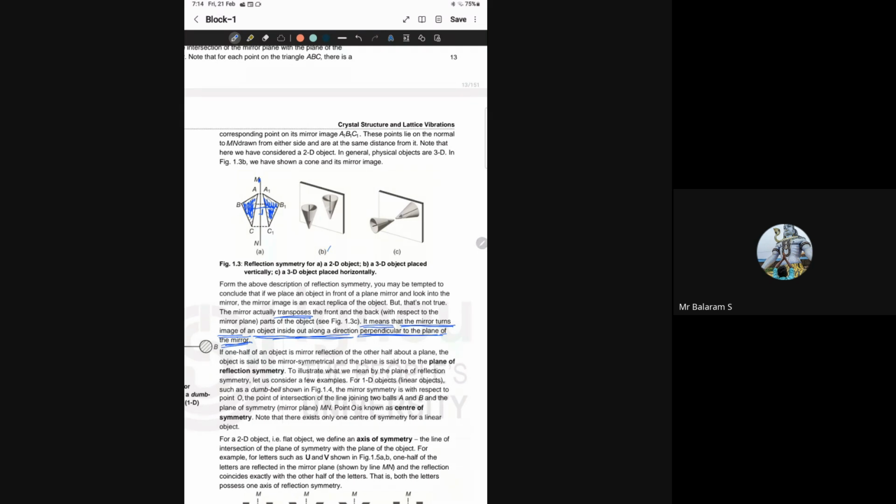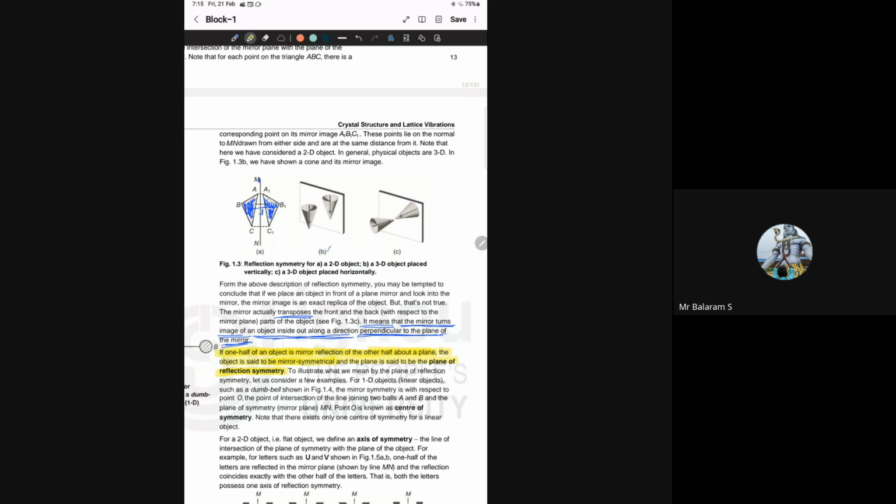If one half of an object is the mirror reflection of the other half about a plane, the object is said to have mirror symmetry, and the plane is said to be the plane of reflection symmetry. This is very important to understand: what is reflection symmetry. If one half of an object is the mirror reflection of the other half about a plane, the object is said to be mirror symmetrical, and the plane is the plane of reflection symmetry.